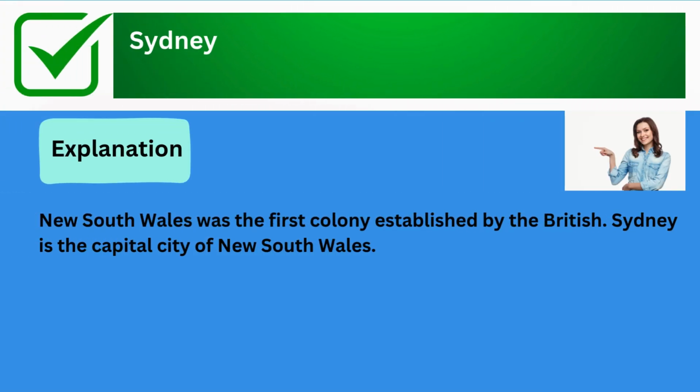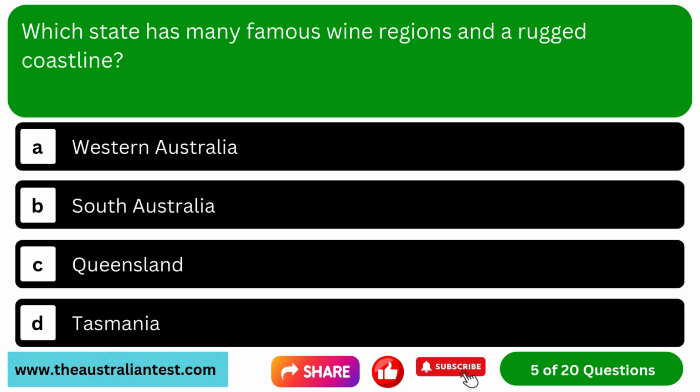The correct answer is Sydney. Explanation: New South Wales was the first colony established by the British. Sydney is the capital city of New South Wales. Question 5. Which state has many famous wine regions and a rugged coastline? Option A, Western Australia. Option B, South Australia. Option C, Queensland. Option D, Tasmania.